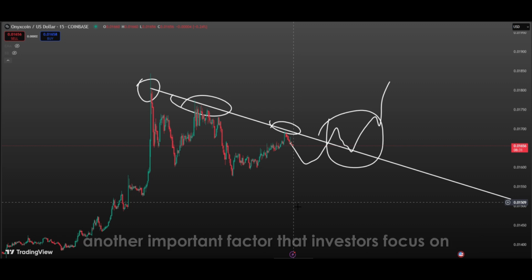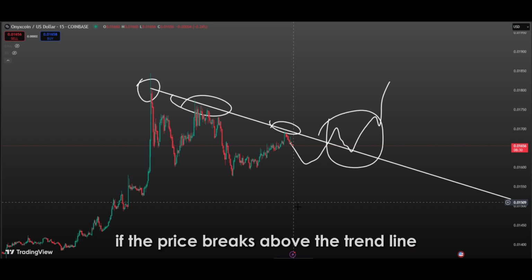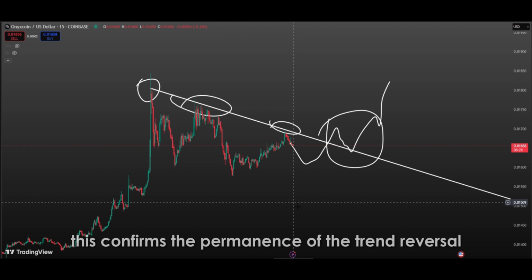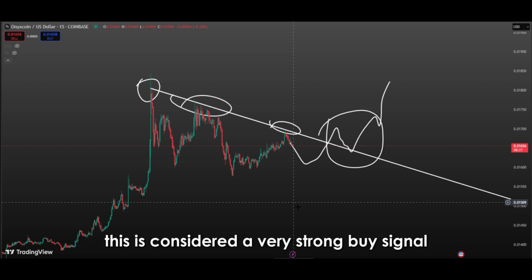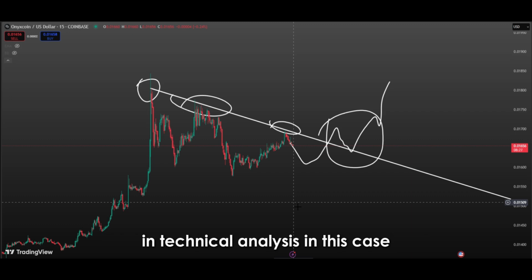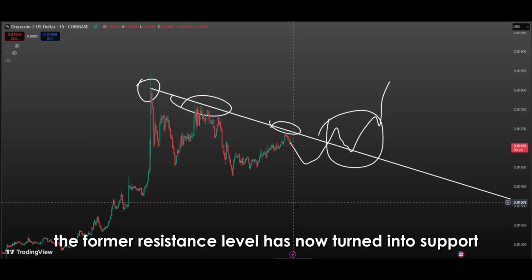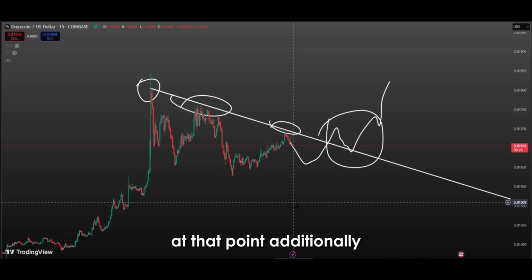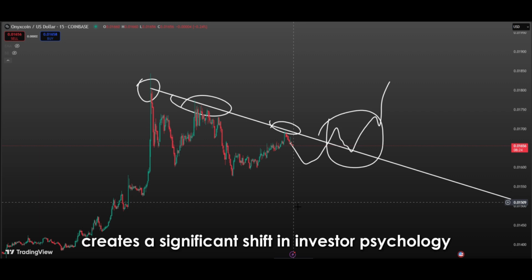After such breakouts, another important factor that investors focus on is the pullback phase. If the price breaks above the trend line and then returns to test it as support and responds with a strong upward reaction, this confirms the permanence of the trend reversal. This is considered a very strong buy signal in technical analysis. In this case, the former resistance level has now turned into support, and buyers are establishing stronger positions at that point.